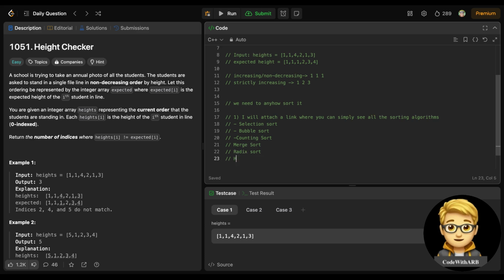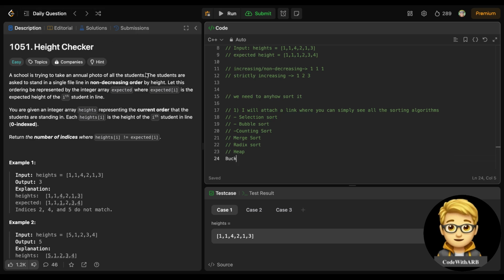For heap sort, they can ask you to write the heapify structure, that priority queue, max or min. They can ask you to simply write the built-in functions for that, right? Then they can ask you about bucket sort also, but not in so many interviews, only in some of the interviews.